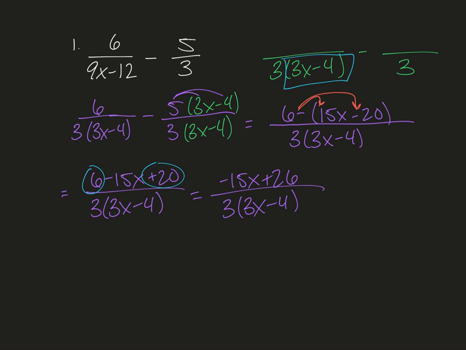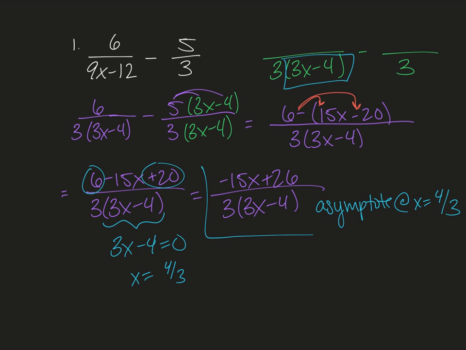So I know that that's that, but I need to find if I have any excluded values. We didn't have anything cancel out yet, but I do notice that in my denominator, this right here can equal 0. So I need to know, when does 3x minus 4 equal 0? So add 4 to both sides and then divide by 3, and you should get that x equals 4/3. And again, if that's where the denominator goes to 0, that means that there is an asymptote at x equals 4 over 3.